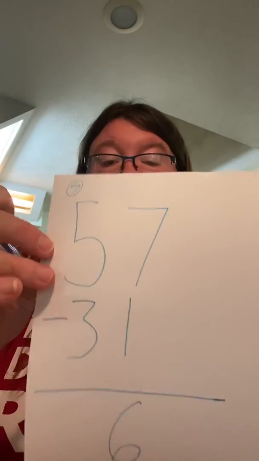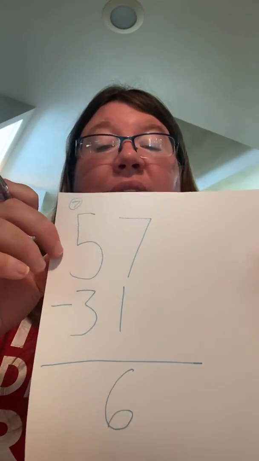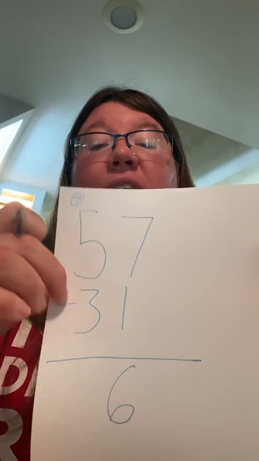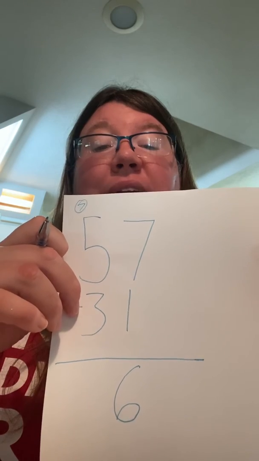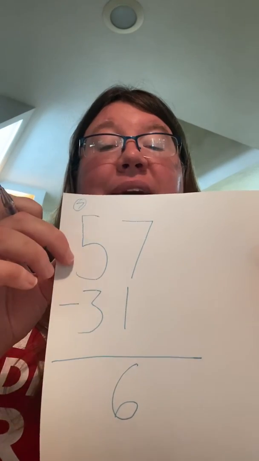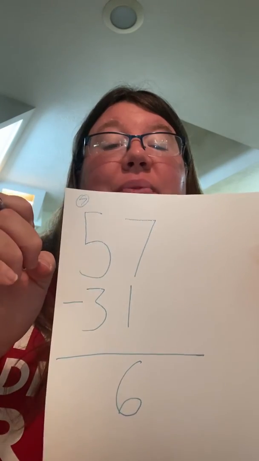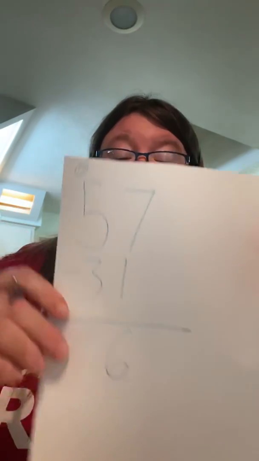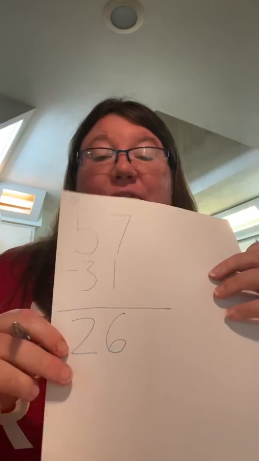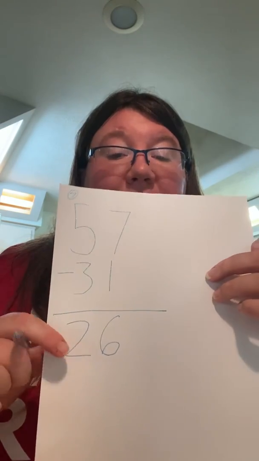Now let's subtract our tens column. We have 5 and we take away 3. How many do we get? If we have 5 and take away 3, we get 2. How many quarters does Jadian have left? 26.